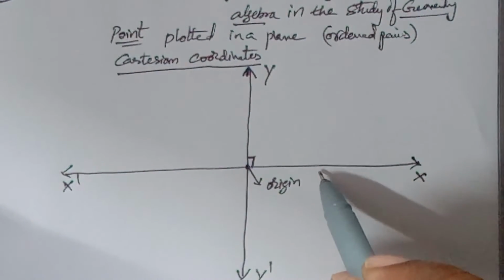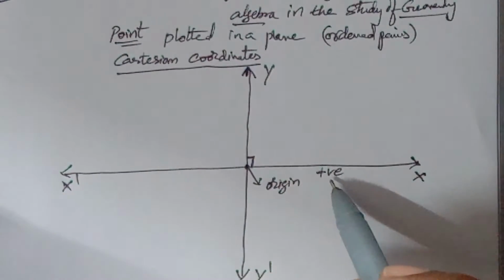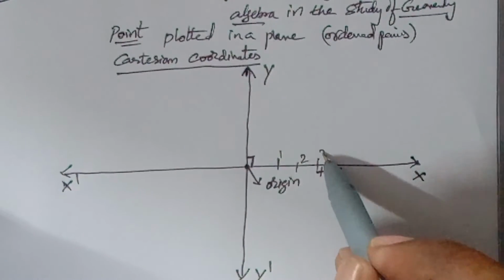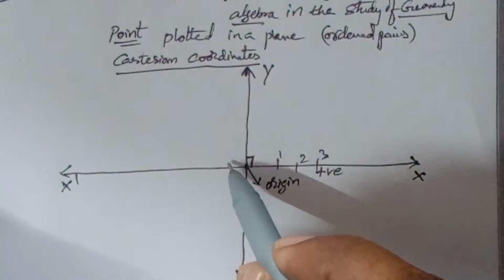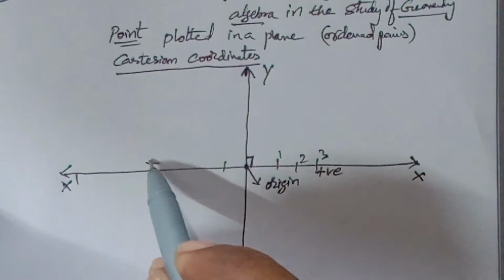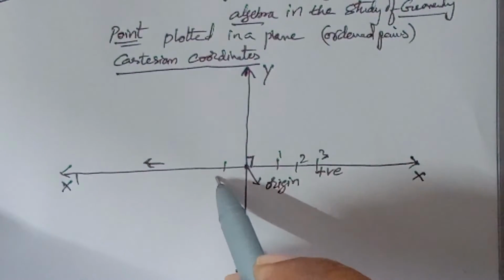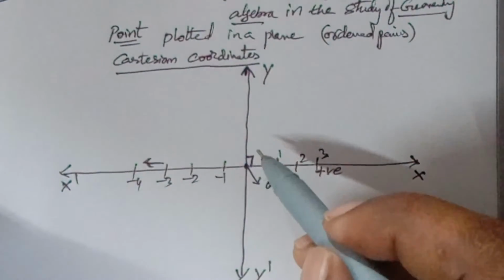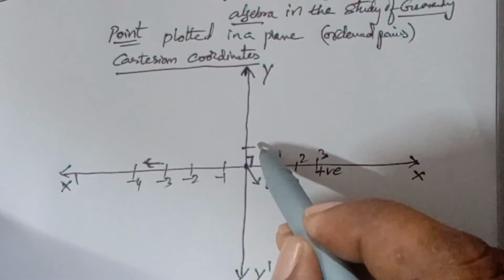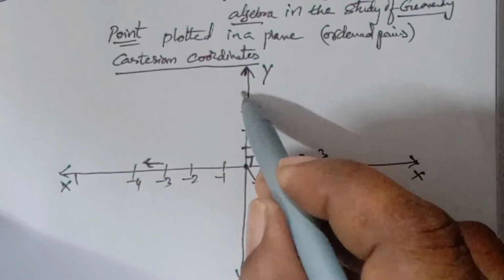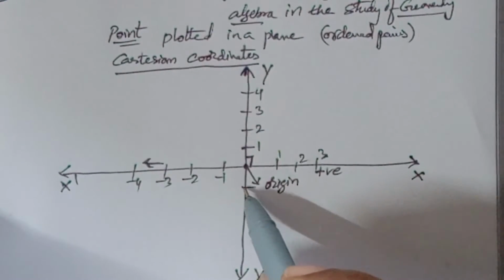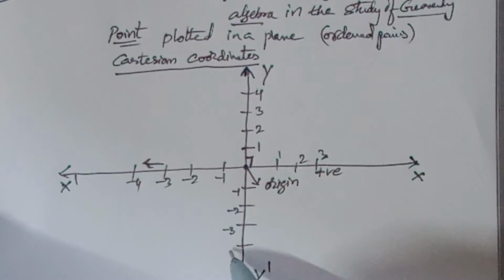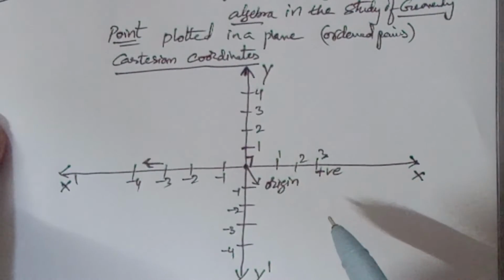On this side you get the positive number line: 1, 2, 3, 4 like this. If you go to the other side, you get negative numbers: -1, -2, -3, -4. On the y-axis, if you go towards the top, you get positive numbers 1, 2, 3, 4. If you go down, you get the negative number line: -1, -2, -3, -4.